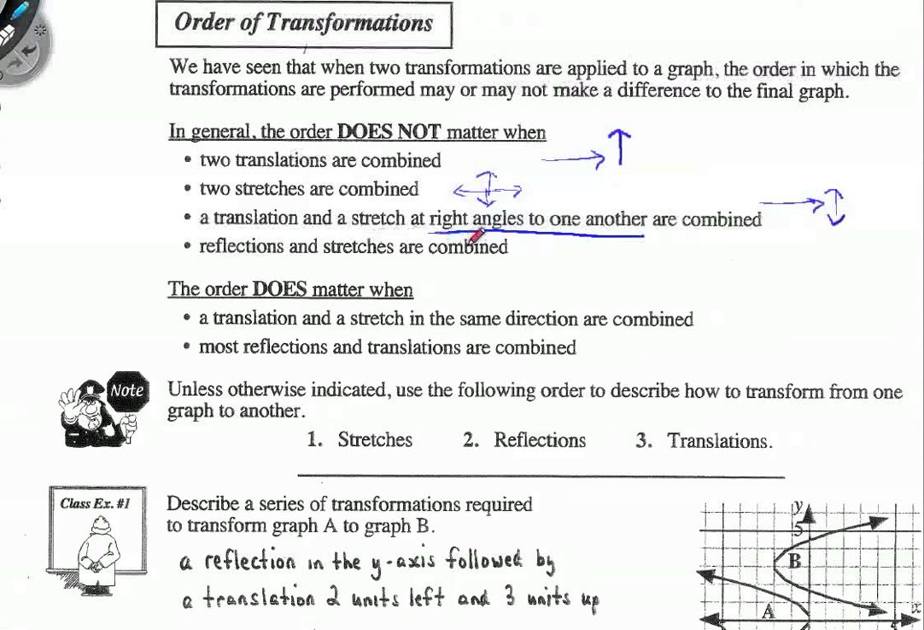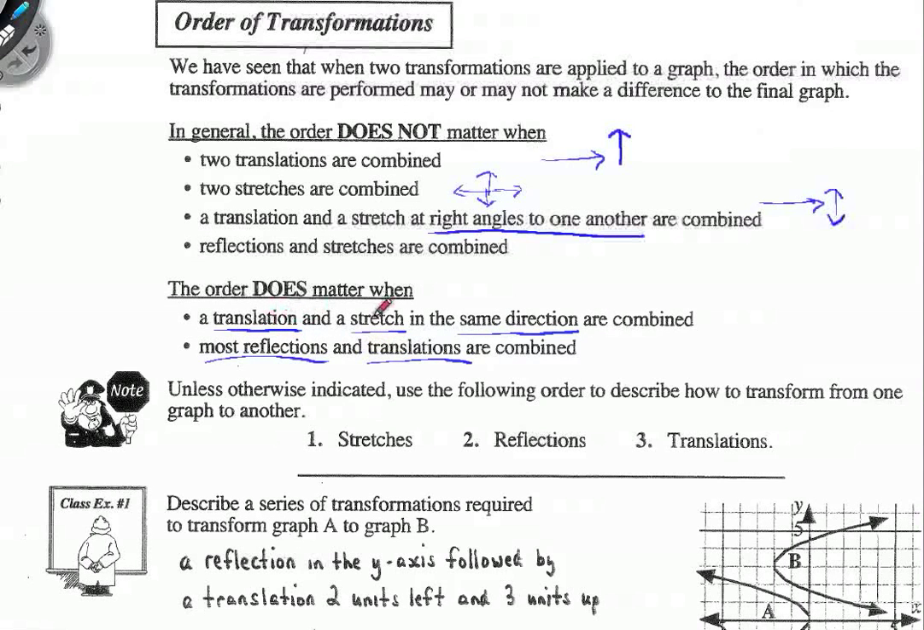Reflections and stretches are combined. Again, reflections and stretches generally, this is in general, do not matter what order. Now what does matter is when it's a translation and a stretch in the same direction. So you're going to have to memorize that, well, at least remember it. Or if you're combining most reflections and a translation. So what's common here is if it's a translation. If a translation is involved, think twice, does order matter?